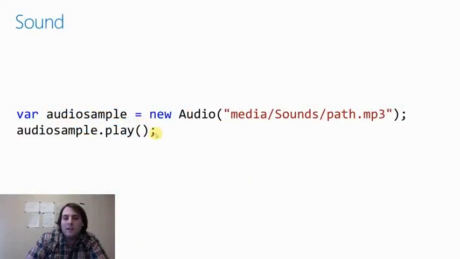So alright, next up is going to be sound. Here's a very, very simple example of how to put sound in your HTML5 game. Essentially, it's just like an image element, but using the audio tag. You pass it a path to your MP3, and that starts the load-in process. Then when you want to play it, you play the audio sample.